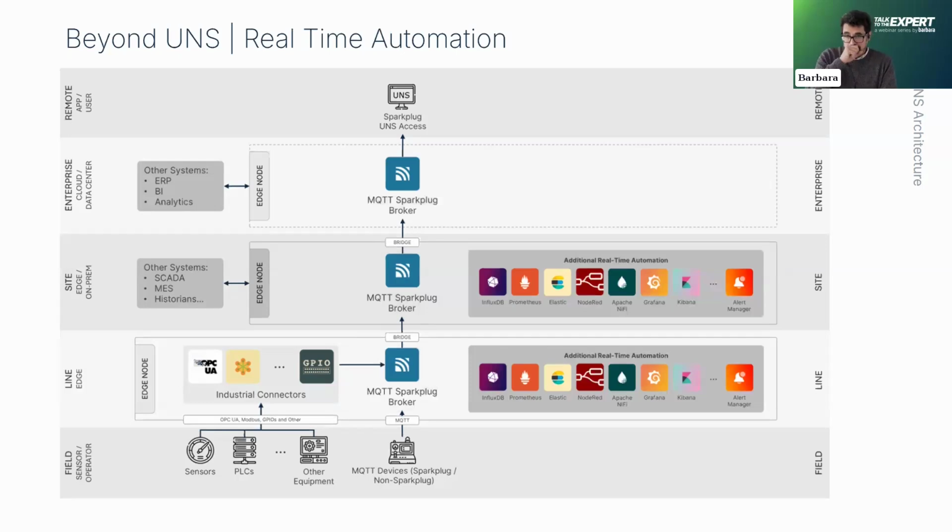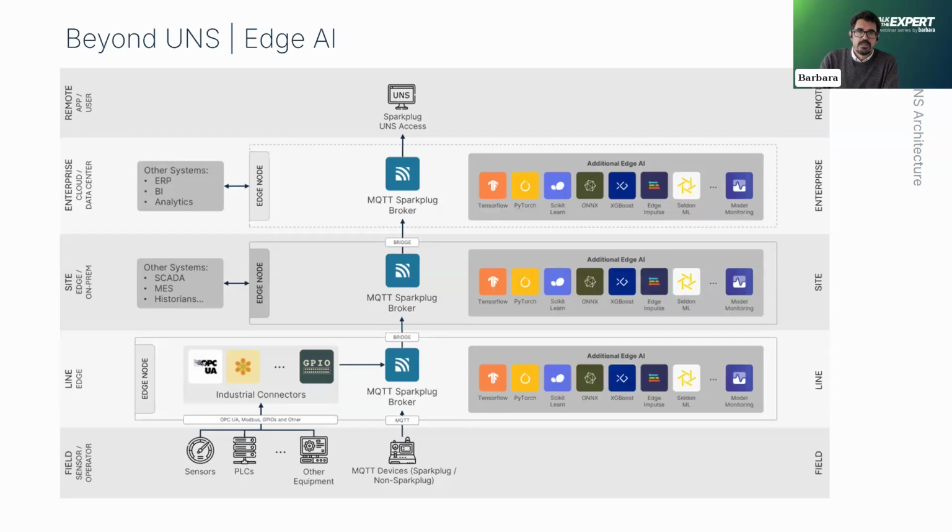So for example, we can deploy a real-time automation solution, something like streaming analytics. It is very easy to use applications like, I don't know, Node-RED or Apache NiFi that process this data and execute different actions depending on the data and on the processing we apply to it. Okay, we can also, of course, implement some edge AI solution.